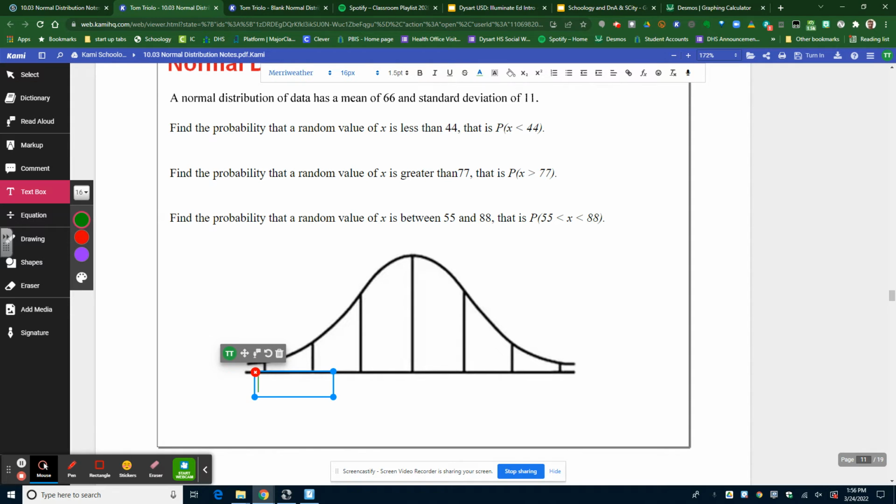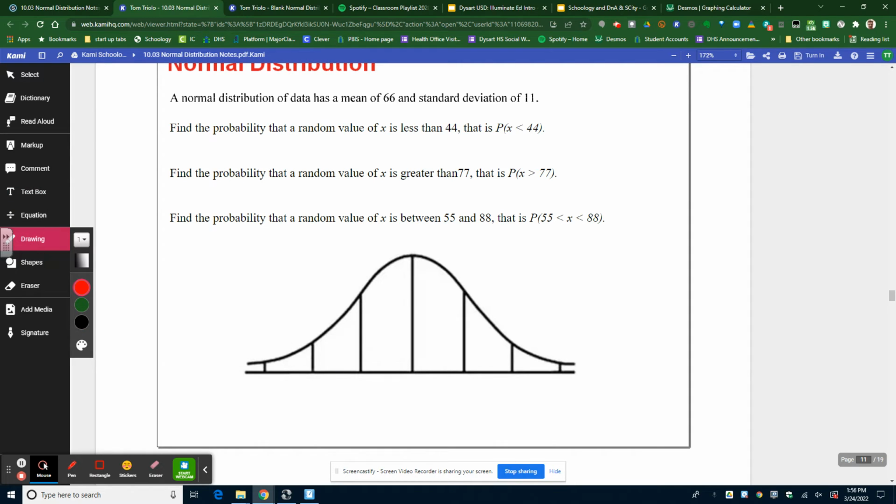Actually, before we make the text box, let's just start with the 66. Off to the side, I'm just going to use a drawing tool. How many sigmas are we going? 6. 3 to the right and 3 to the left. So we're going to do 66 plus 11. That's 77 plus 11 more. That's 88. How many more do I need? How many more 11s? 1 to the right. And then I do the same thing to the left.